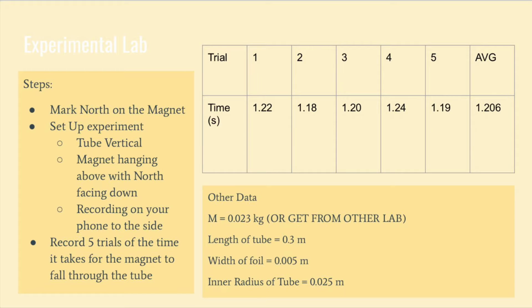I recorded 5 trials of the time it takes for the magnet to fall through the tube. My data can be seen to the right here. The phenomenon is that when the magnet enters the conductive tube, the magnet slows down and appears to be resisting gravity. The other data necessary for the computational model is that the mass was 0.023 kilograms, the length of the tube was 0.3 meters, the width of foil was 0.05 meters, and the inner radius of the tube was 0.025 meters.